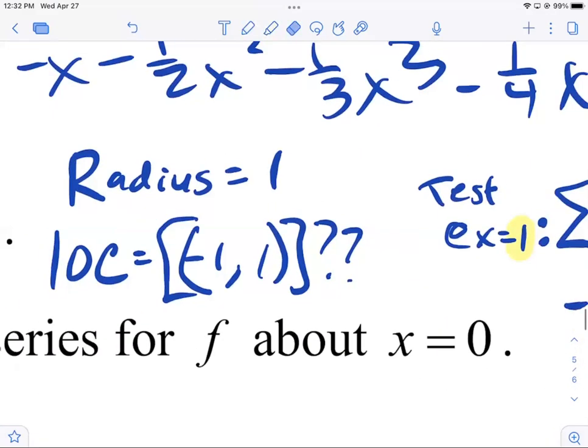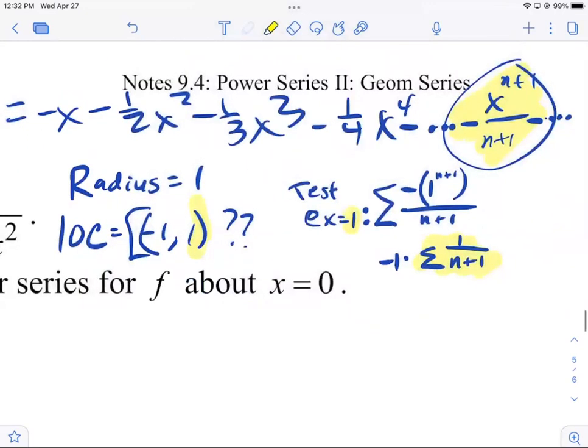So can we include the right endpoint of 1? No. So I'm going to come over here and get rid of the beefy bracket. Can't include the beefy bracket. So it's got to be open, wimpy parenthesis. But look what happens when x is -1. Let's test that, x equals -1.